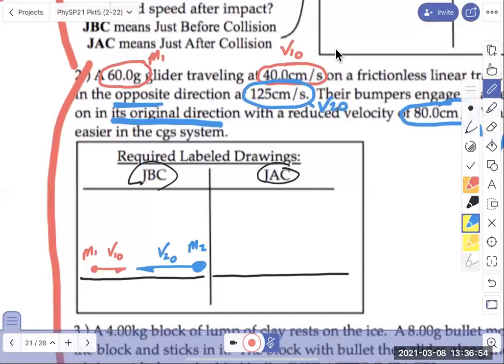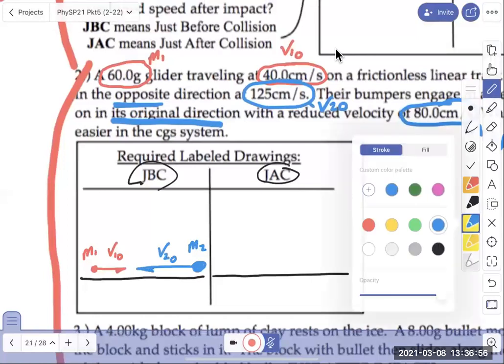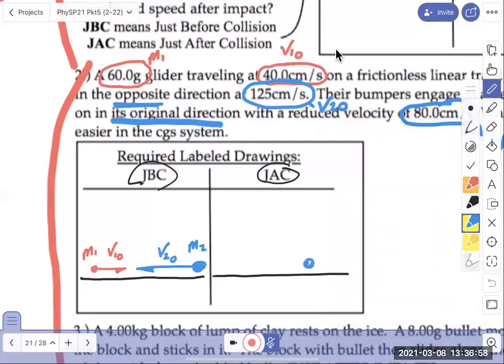The final situation is Blue Boy continues in the same direction at reduced speed. So it continues to move that way. This time the arrow is not quite as long. V2 final, M2. And then obviously Red Dog must be, they didn't go through each other. So Red Dog is going to gain a bunch of speed, because what it lacks in mass, it has to make up for in speed. And so there's M1. And then the question is, what is V1 final? Question mark. Everything else is given.